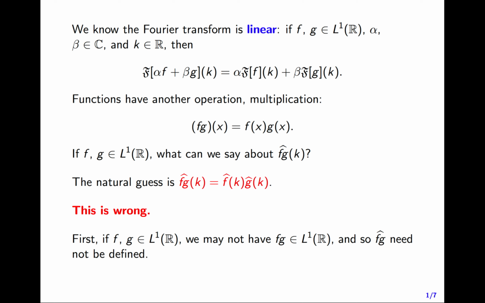When can I guarantee that if f and g are in L1 plus something else, then fg hat is defined? Turns out that if you take f and g in L2 of R, then yes, their product fg is in L1 and their Fourier transform is defined. So let's see why this is the case.